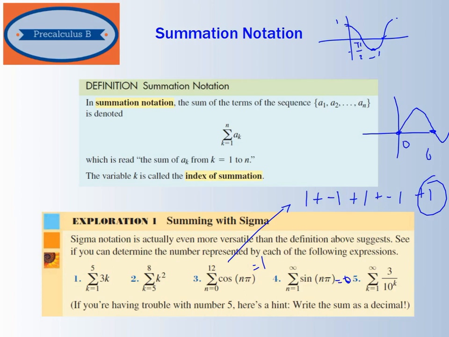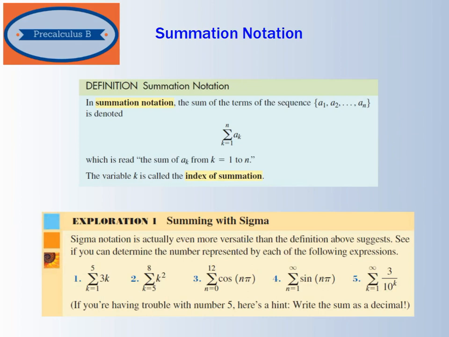The last one is interesting, and it says here, if you're having trouble with number 5, try writing the sum as a decimal. So if we think about it, when k is 1, it would just be 3 over 10, which is 0.3. Then we're going to add 3 over 100, which is 0.03. When I add those two, we get 0.33. The next one, we're going to add 3 over 1,000, which gives another 3, another 3, another 3, and so on forever, all the way to infinity. So our decimal would be 0.33333 repeated, which is the same thing as just saying 1/3.